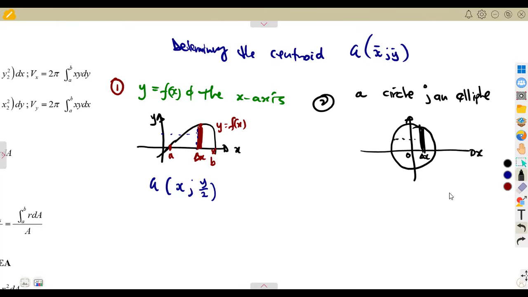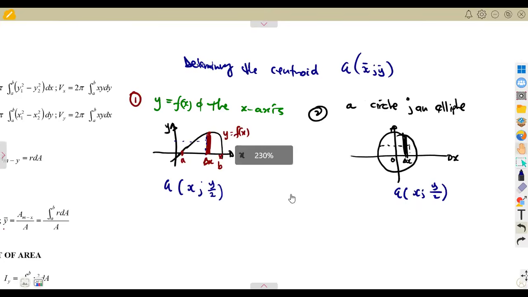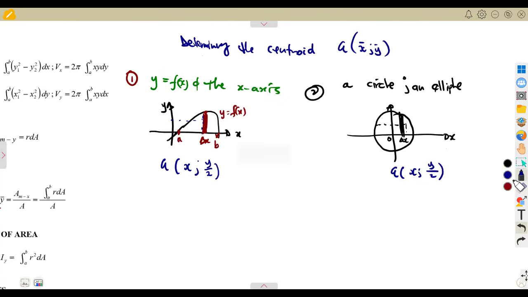So this is what you're going to have when it is a circle. You're going to consider your G, the X, and it's going to be Y over 2. Meaning to say, if R is representing X, you're going to take it as X. If R represents Y, you're going to use Y over 2. That is the centroid that you use when dealing with a circle and ellipse, which is just the same as the function Y is equal to f of X. It is the same thing.